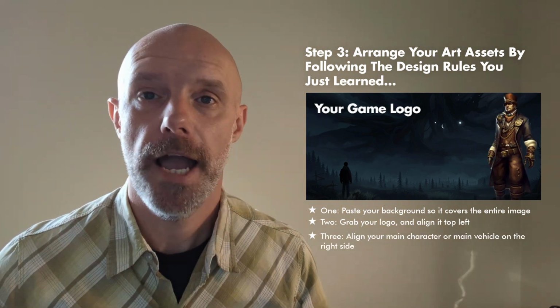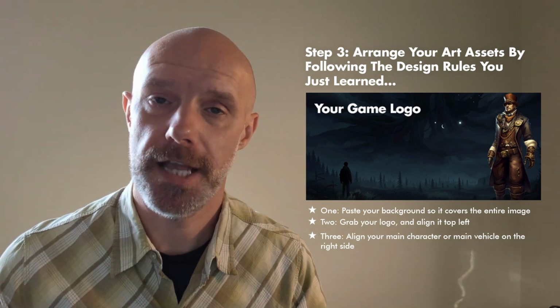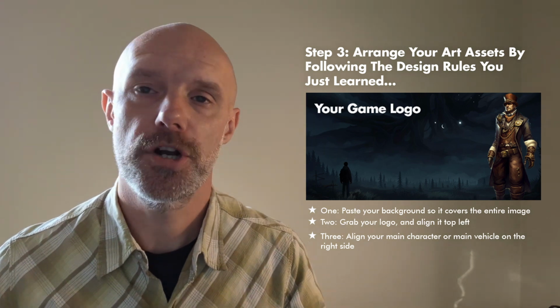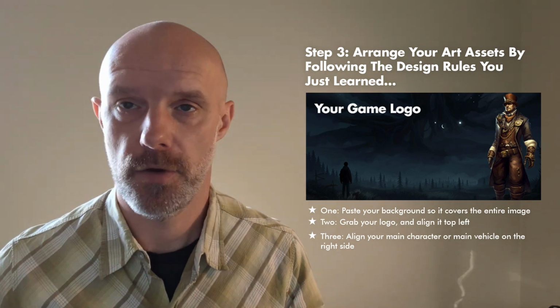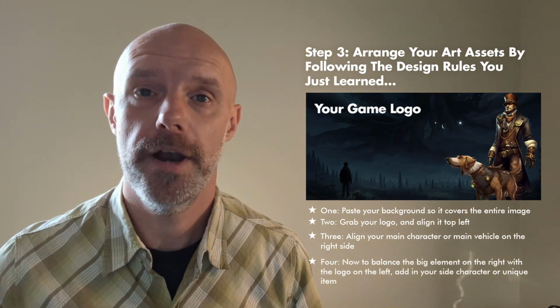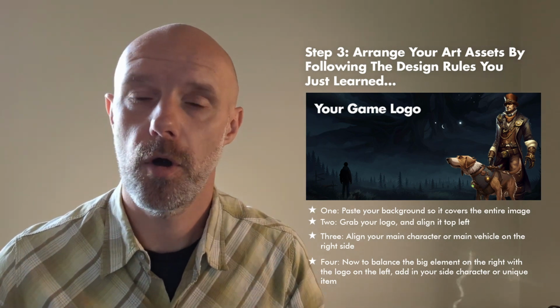Then 3, align your main character or your main vehicle on the right side and make sure this element is big and it doesn't blend with the background. And again, make sure it's pretty big and it dominates the right side, because you're building a little bit of balance here right now. Okay, number 4 is now you need to balance the big element on the right side with the logo on the left.